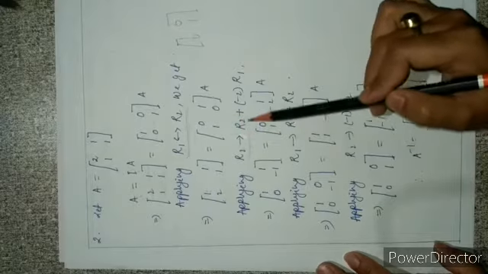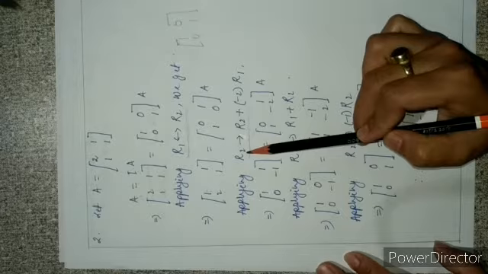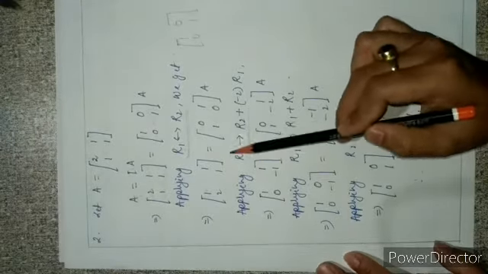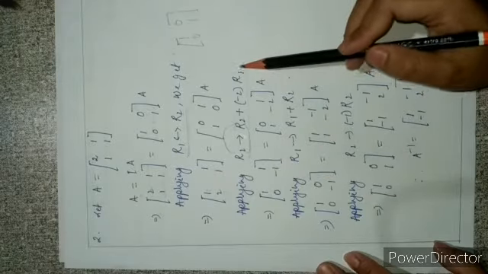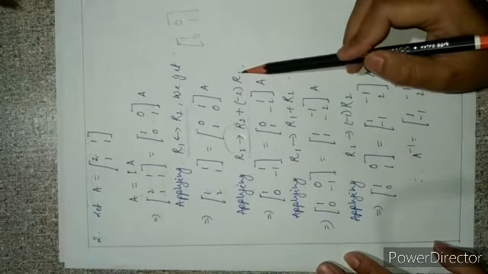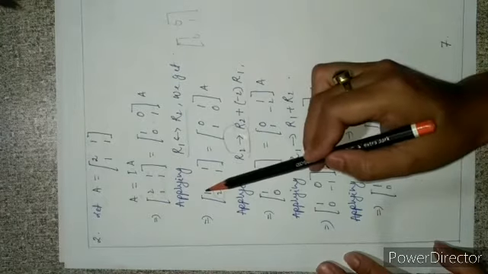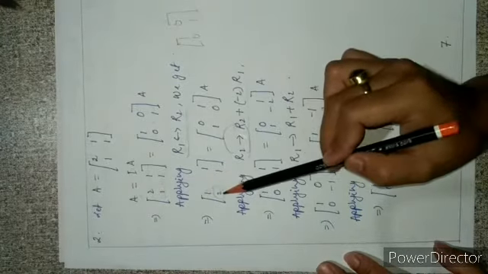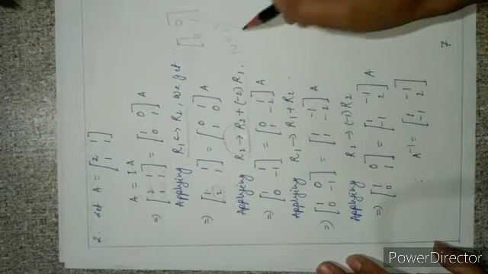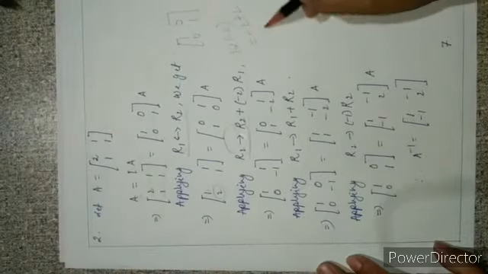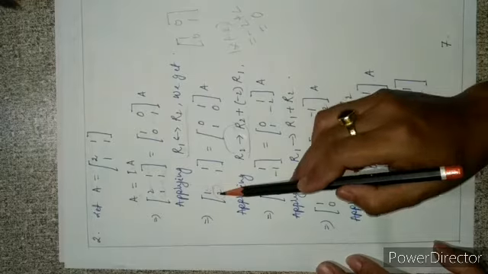Applying here the elementary transformation: since this 2 lies in the second row, R2 tends to R2. Here we have to use the first row. Then find the scalar to make this 2 equal to 0. 1 into minus 2 is equal to minus 2, and minus 2 plus 2 is 0. So the scalar is minus 2.